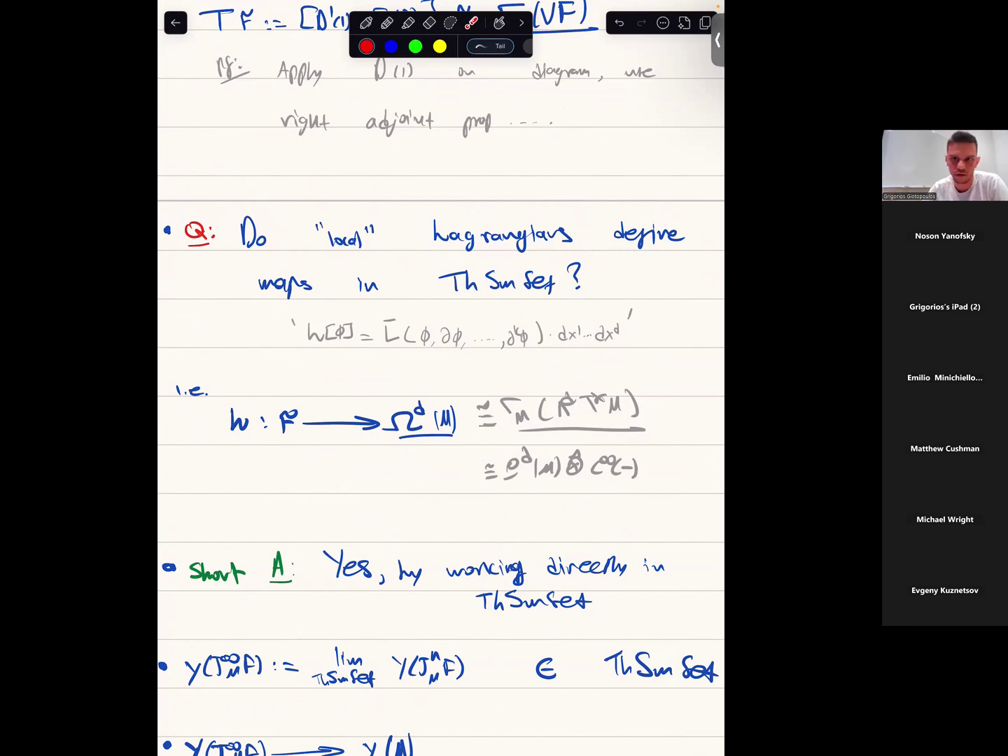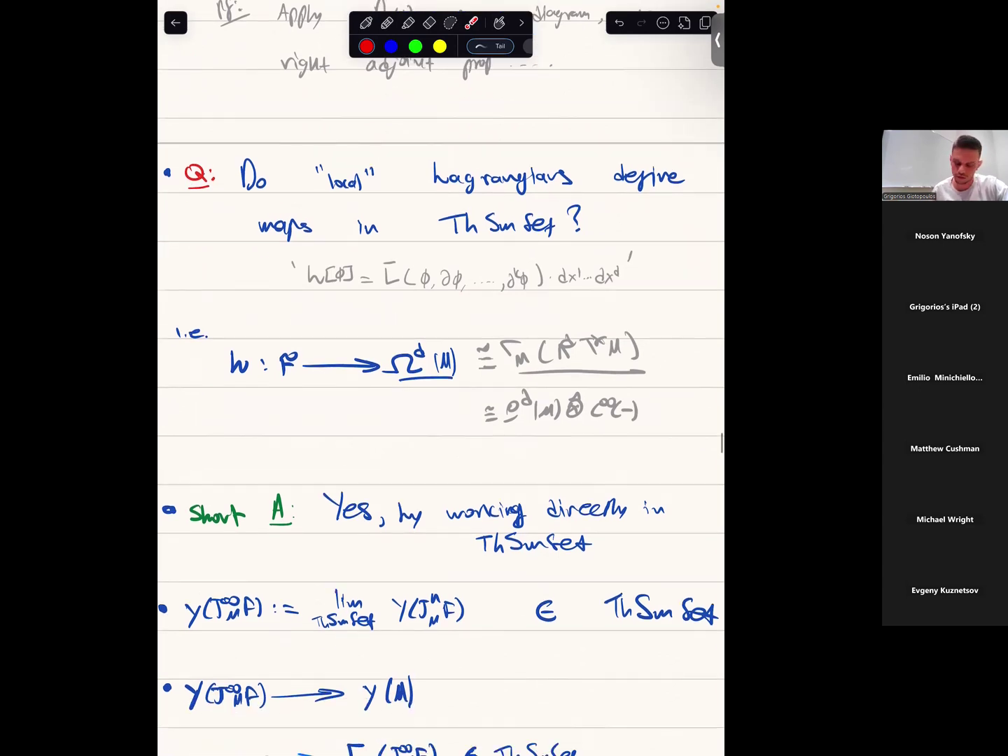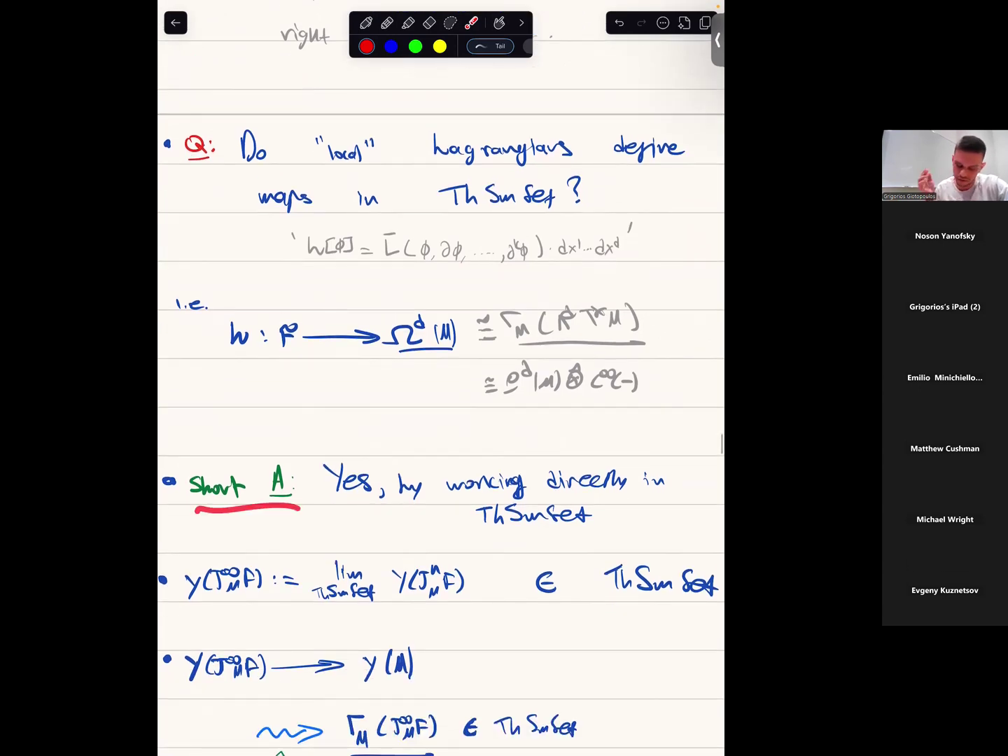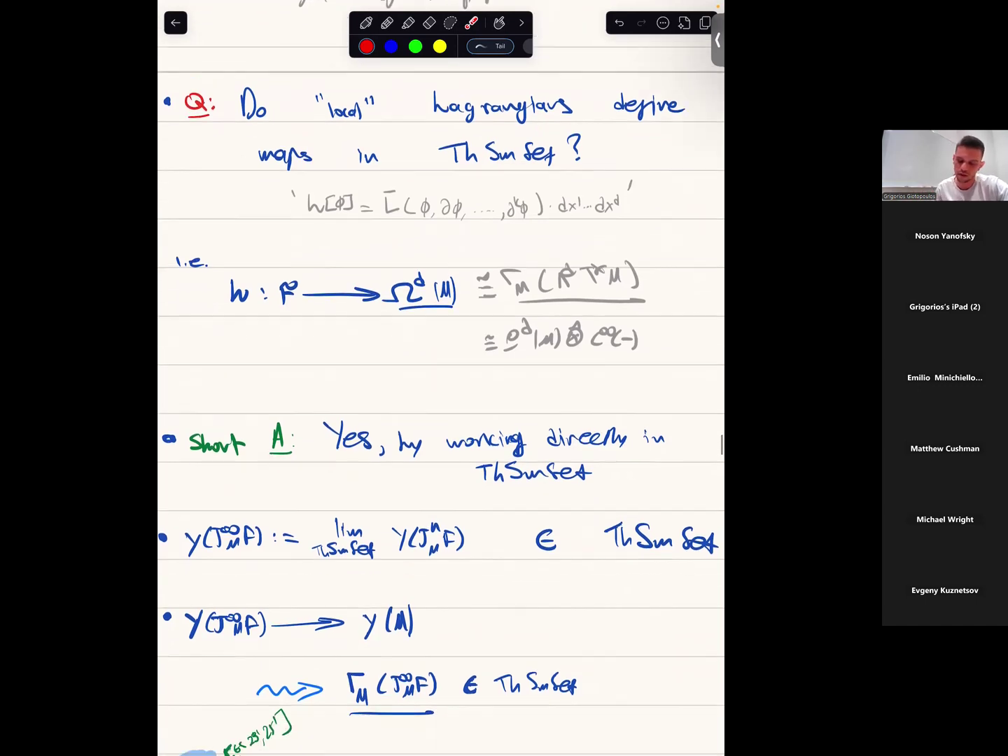All these arrows that I wrote, we want them in the end to define not just maps of sets, but maps of thick and smooth sets. Now I have defined the thick and smooth set of fields, and the thick and smooth set of top forms is just sections of another bundle. So I want a local Lagrangian, which usually people write in this kind of coordinate-wise description, to canonically define a map of thick and smooth sets with the correct properties. And the answer, of course, is yes. And shortly, it's by first embedding into thick and smooth sets and working directly in there.